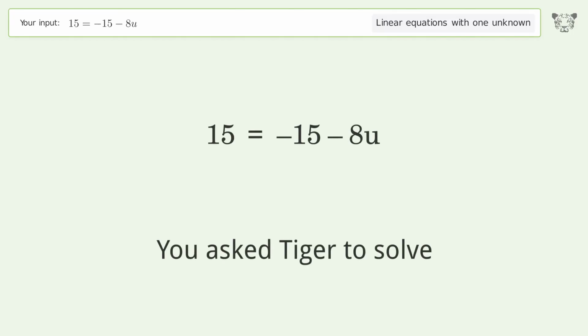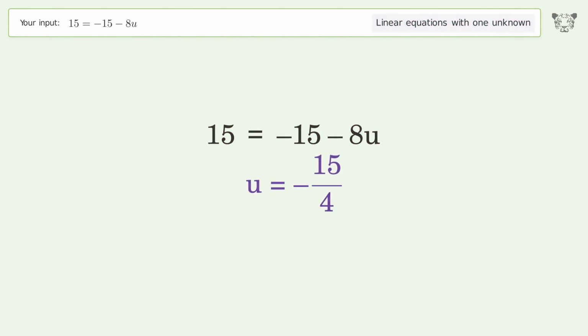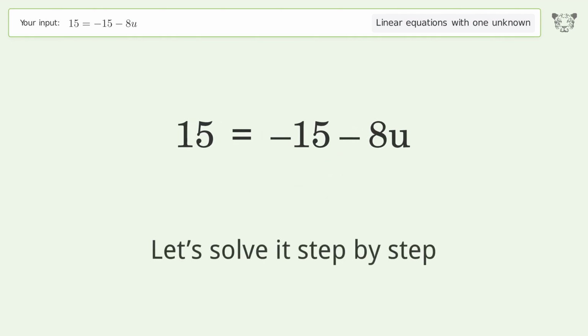You ask Tiger to solve this. This deals with linear equations with one unknown. The final result is u equals -15/4. Let's solve it step by step.